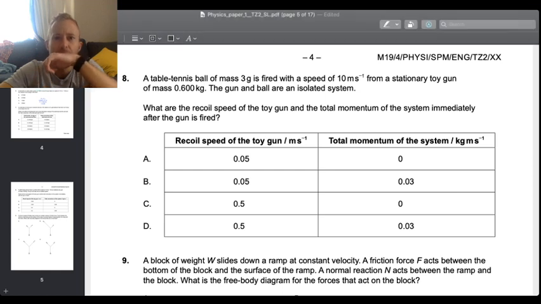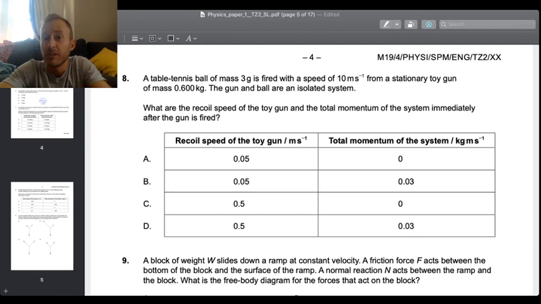Question 8 says a table tennis ball of mass 3 grams is fired with a speed of 10 meters per second from a stationary toy gun of mass blah. The gun and the ball are an isolated system. What are the recoil speed of the toy gun and the total momentum of the system immediately after the gun is fired? So the two start at rest.